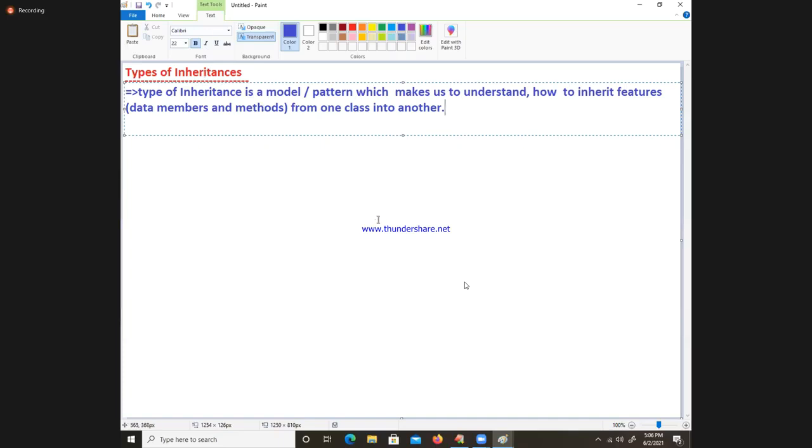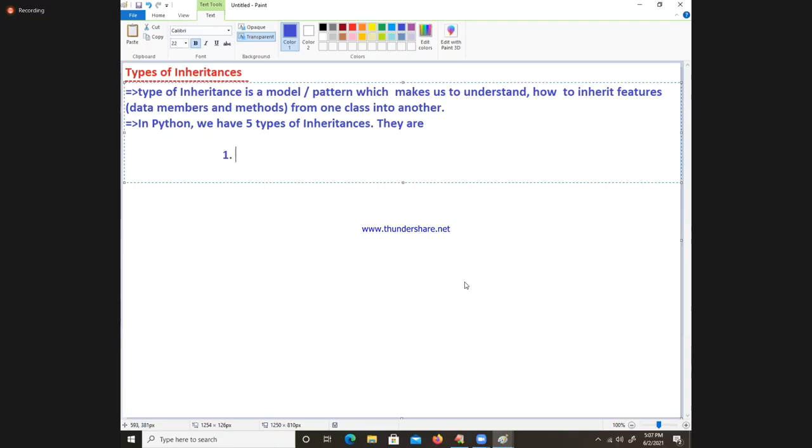That type of model of inheritance is called what? Type of inheritance. In Python, I will write the next line. In Python, we have 5 types of inheritances. They are, I will write one by one. Please look into that. What is number 1? Single inheritance.